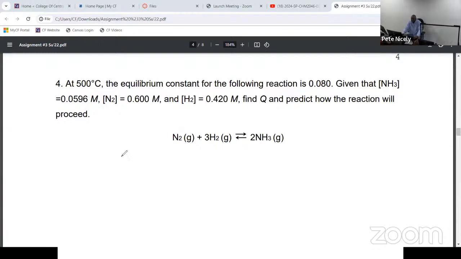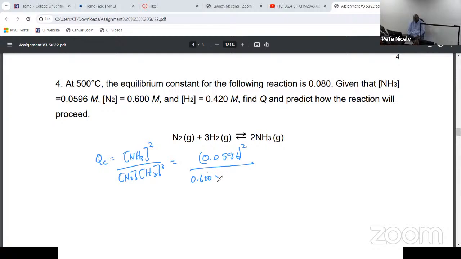Okay, so Q, more specifically QC, so let me write down here, QC is equal to, based on this equation, the concentration of ammonia squared divided by concentration of nitrogen times the concentration of hydrogen cubed. Right? So we put the numbers in. The concentration of ammonia is 0.0596, squared. Can't forget that. Divided by the concentration of nitrogen, which is 0.600, times the concentration of hydrogen, which is 0.420.